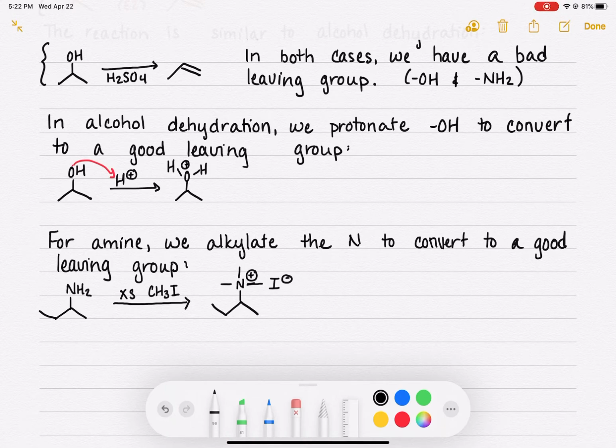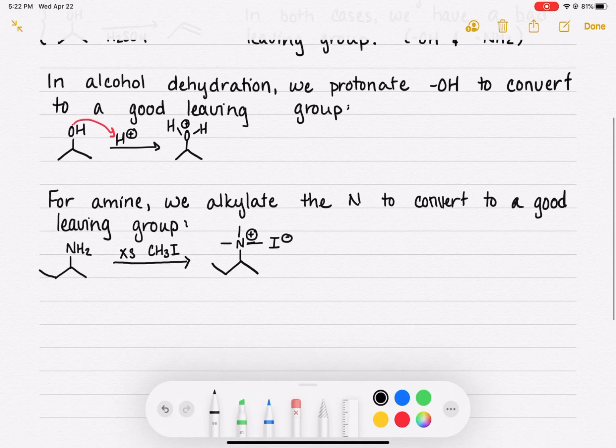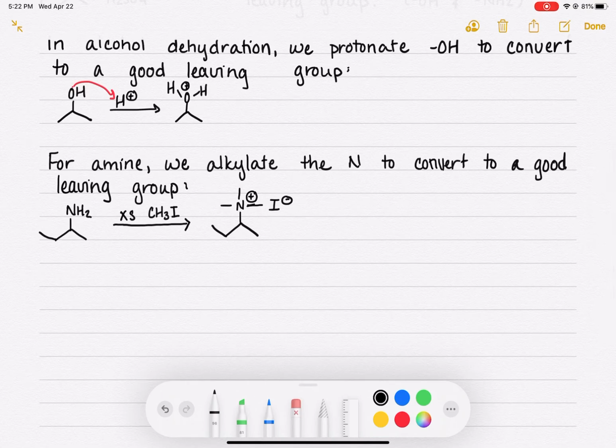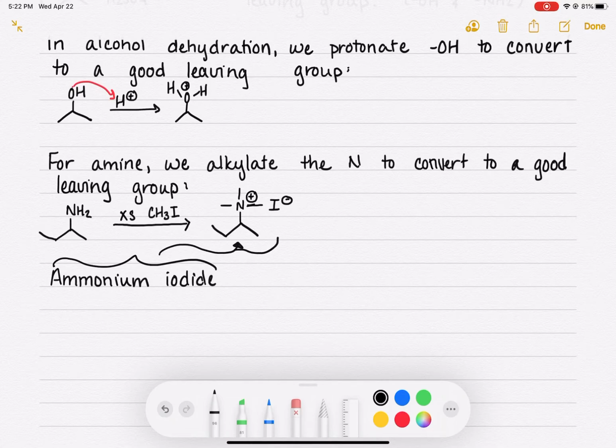alkylated nitrogen. And once we get it to this step, we're almost ready to do the elimination. The ammonium, this is an ammonium iodide that we made. The ammonium iodide, which is this stuff right here, is not a good candidate for elimination for E2. It is not a good E2 reagent.